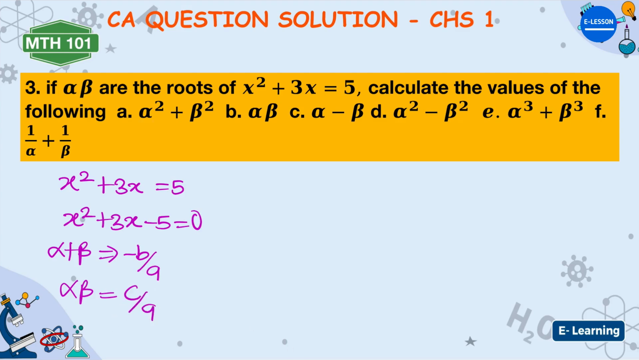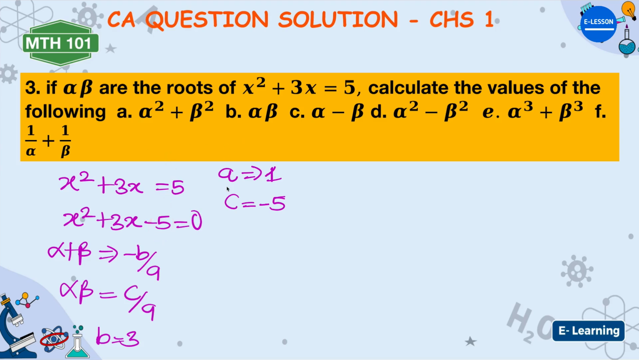Now, looking at this question, which of them is our b? b is 3. The coefficient of x is usually b. So b is 3. Our a is the coefficient of x squared. x squared here does not have a coefficient, so the coefficient is 1. Are you getting it? And then c is minus 5. Is that okay? This is our constant term here, c, minus 5.